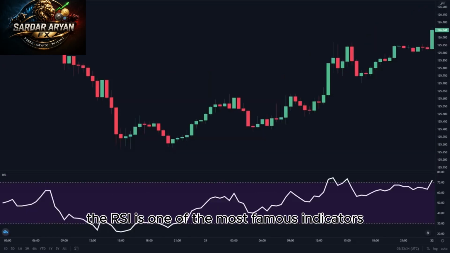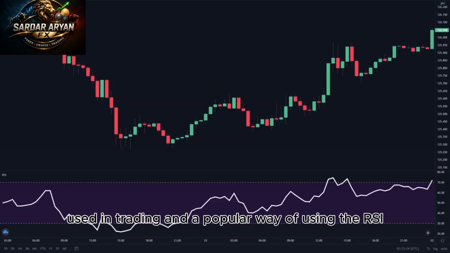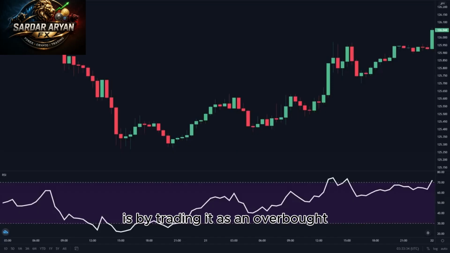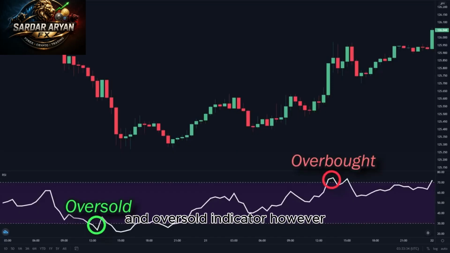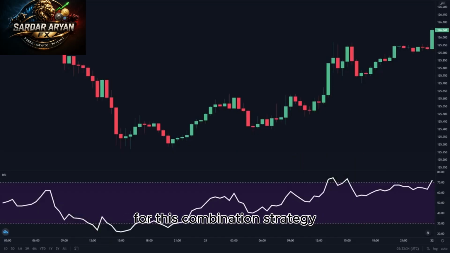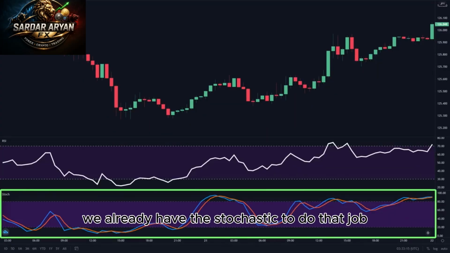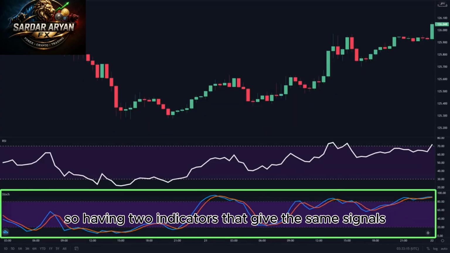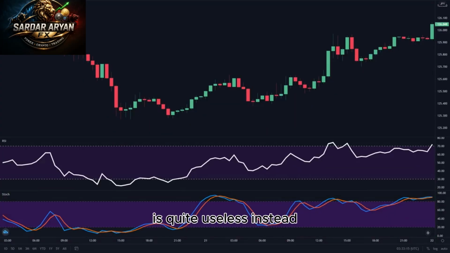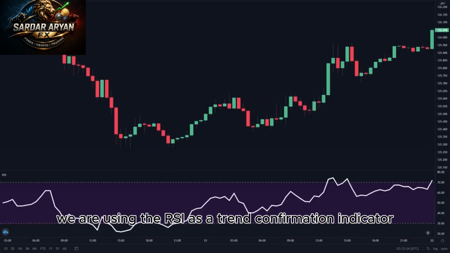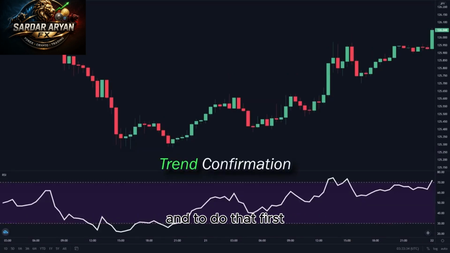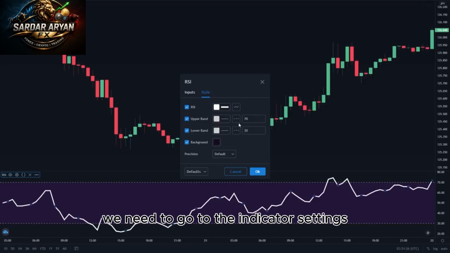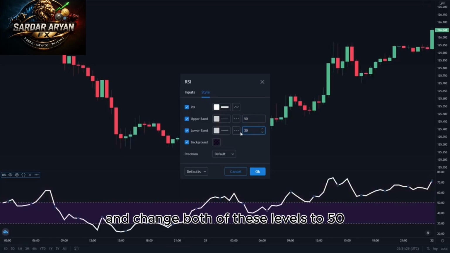The RSI is one of the most famous indicators used in trading, and a popular way of using the RSI is by trading it as an overbought and oversold indicator. However, for this combination strategy, we already have the Stochastic to do that job, so having 2 indicators that give the same signals is quite useless. Instead, we are using the RSI as a trend confirmation indicator, and to do that, first, we need to go to the indicator settings and change both of these levels to 50.